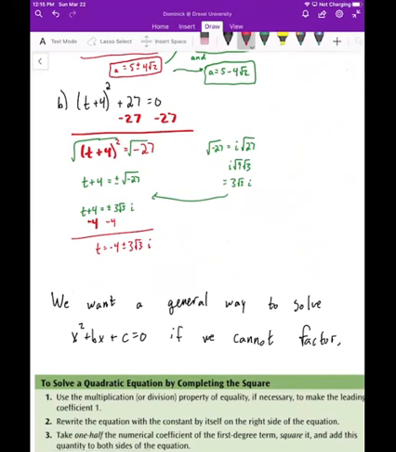Now, in general, if you want to solve something that looks like ax squared plus bx plus c is equal to 0, generally what you would want to do is factor. But we, of course, have seen that not every equation that's in this form can be factored. So we want a way that if it can't be factored, what's another way that we could solve this, right? And that first way that we're going to talk about is what's called completing the square.